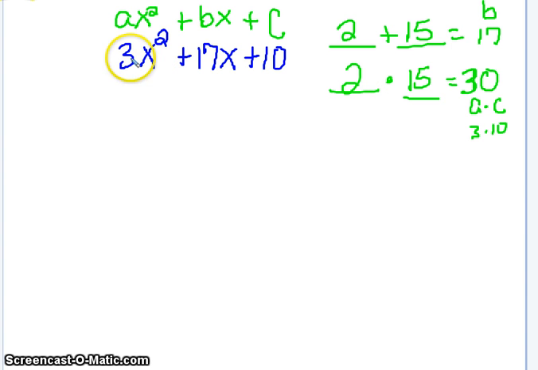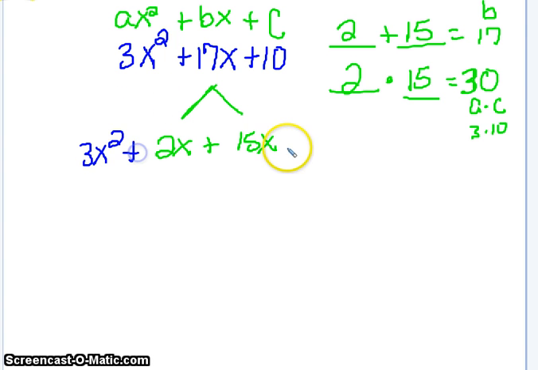I started with the 3x squared. I split this 17x into 2x plus 15x. And I need to bring down my 3x squared and my 10.